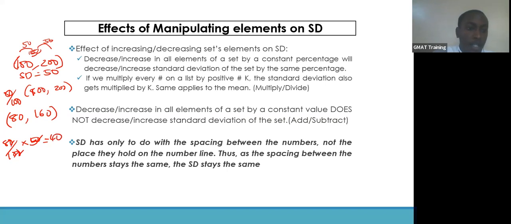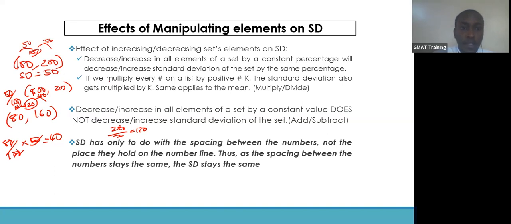And can you prove that? Let's have 80 plus 160, that's 240. Divide by 2, that's 120. That's the mean. What's the distance of 120 from 160? This is 40, and this is also 40. As you can see, without even calculating, a decrease or increase of elements by a set percentage or constant percentage will also affect the standard deviation by the same percentage.